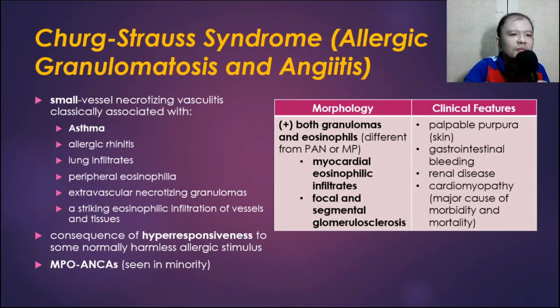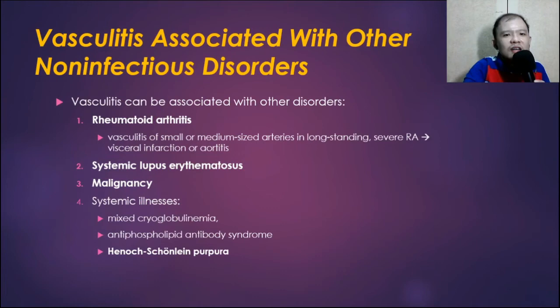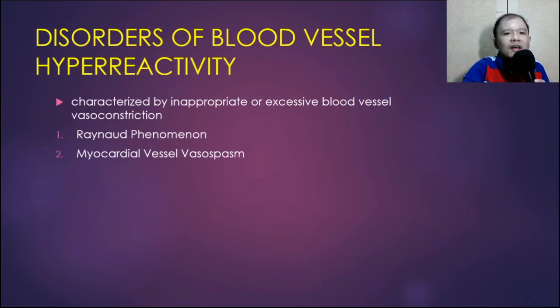So this is a tabulation of small vessel vasculitis. You can read, actually, other vasculitis are also mentioned here. There are also vasculitis that are associated with other non-infectious disorders, particularly autoimmune disorders such as rheumatoid arthritis, lupus, malignancy, and other systemic illnesses. Okay, so we're done with vasculitis.